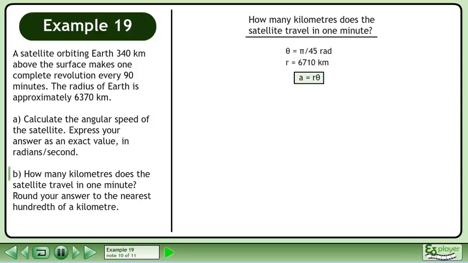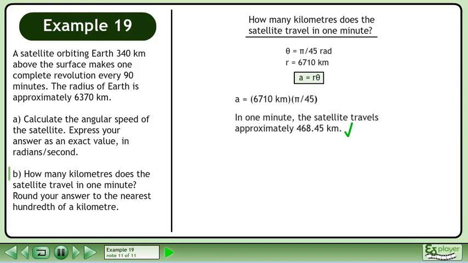Now we'll use the arc length formula. Plug in 6,710 kilometers for r and pi over 45 radians for theta. In 1 minute, the satellite travels approximately 468.45 kilometers.